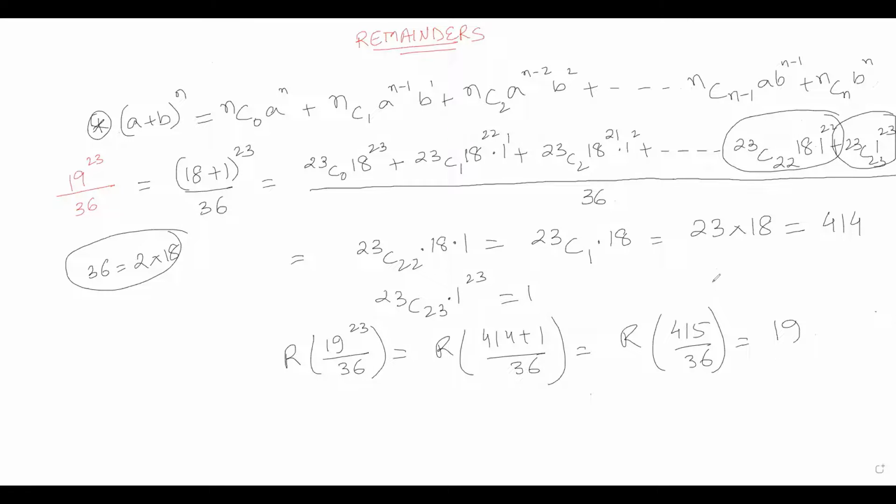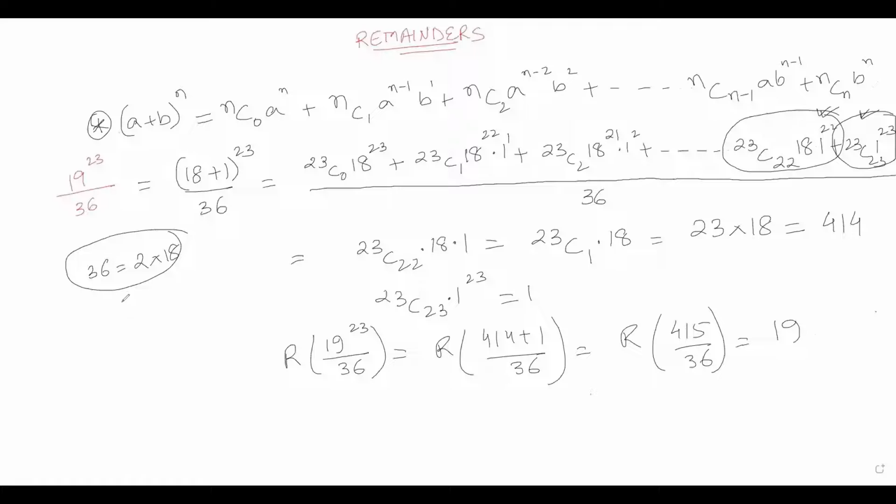You may have found it a little bit difficult to find the remainder using the binomial theorem. But if you look here carefully, we just have to deal with the last two terms of this expansion, which have to be divided by the divisor to find the remainder. So with practice, it will be very easy to find the remainder using the binomial theorem.